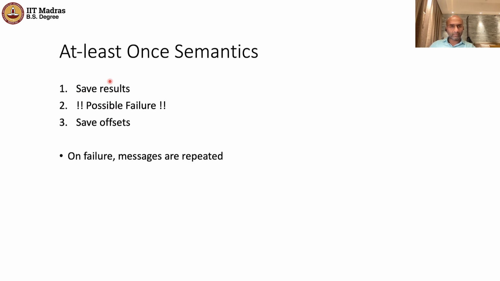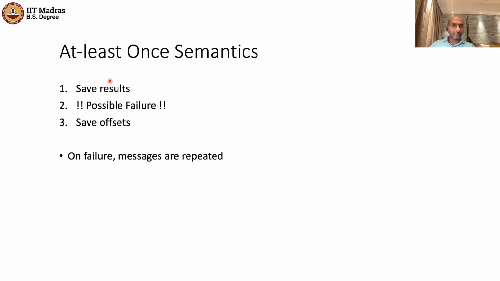The processing reads offset 10, right? The message at offset 10 is processed. The result is computed, and when the result is computed, the result is saved. And then the offset is saved to 11, right? So what I've done in this scenario is that I've reversed the order in which the consumer is written. So it first saves the outcome, which is the results, and then it saves the offsets.